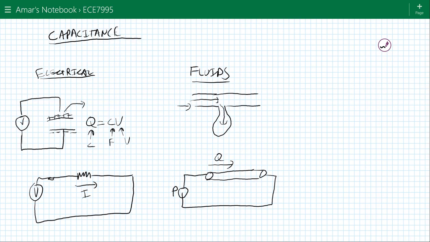And as a fluid goes in there, this thing can expand and hold a certain amount of fluid. It's storing fluid just as the capacitor is storing charge. Okay, so in fluids, you have some type of fluid storage element. In electrical systems, you have a capacitance where the capacitance stores charge.